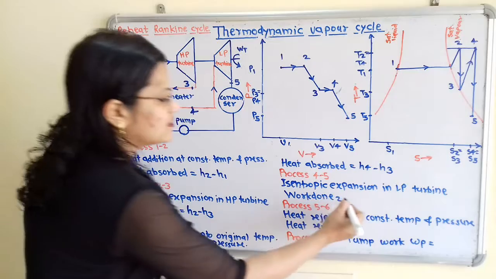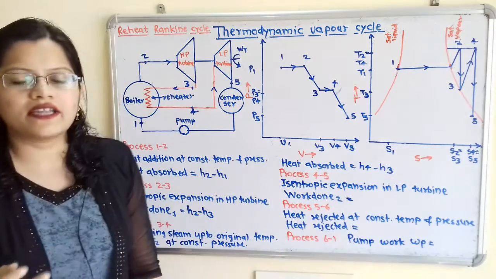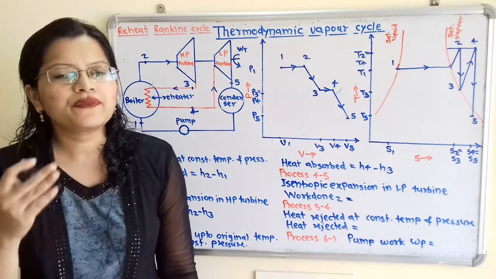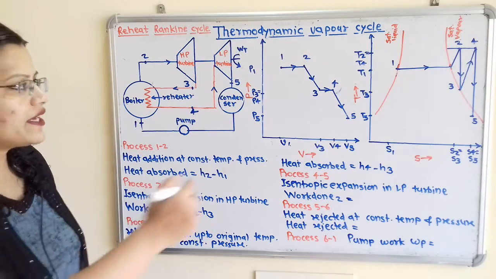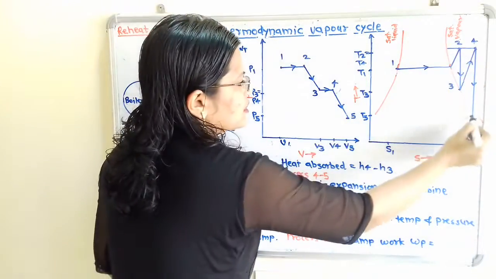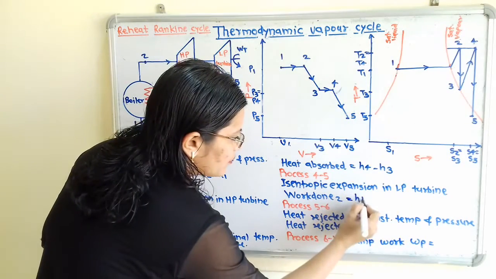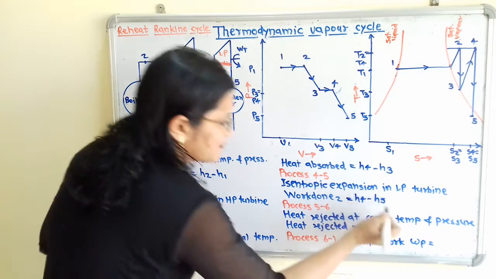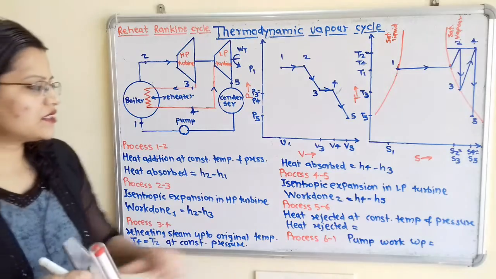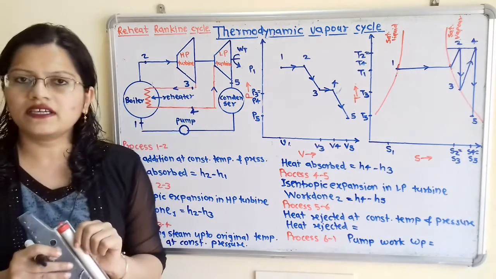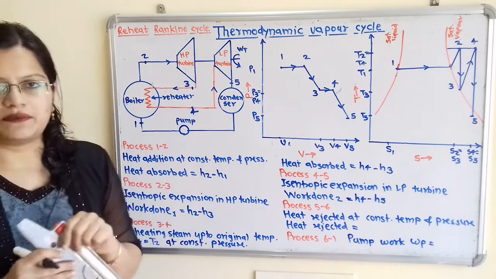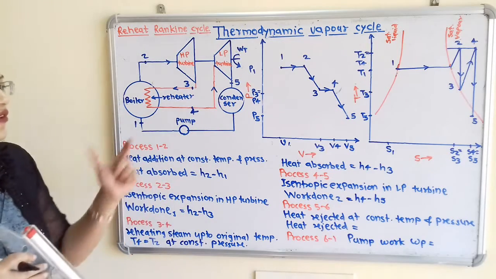So for the second stage, how can I write? So again here is the change in enthalpy. So what is the change in enthalpy? So here H4 minus H5. H4 minus H5, this change in enthalpy is nothing but the work done at the second stage turbine.